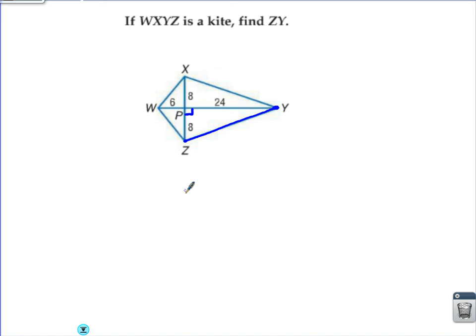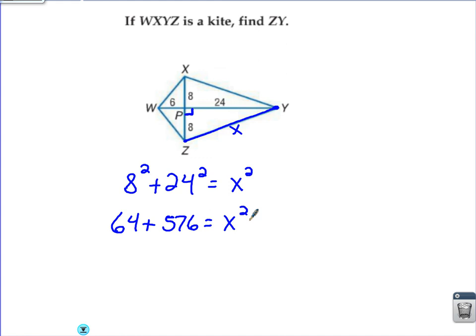As we have for the past, seems like 3 months, we're going to use the Pythagorean theorem. I would learn that. I really would. By the Pythagorean theorem, a squared plus b squared is equal to your hypotenuse squared, which is what you're looking for. 64 plus 576, go check me on that, equals x squared. Thank you. This is 640. Thank you very much. Equals x squared.